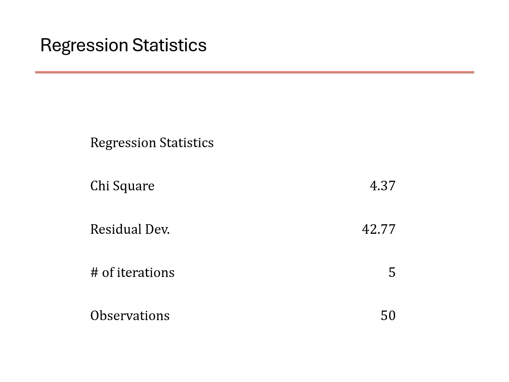On the top of our output were the regression statistics, and I've reproduced them here. The only one that might really matter is the chi-square statistic. And this is the chi-square that we're used to that can be used in many ways besides what we did with crosstabs. The chi-square in this case is 4.37. The degree of freedom would be 1 because we have one variable in our model.